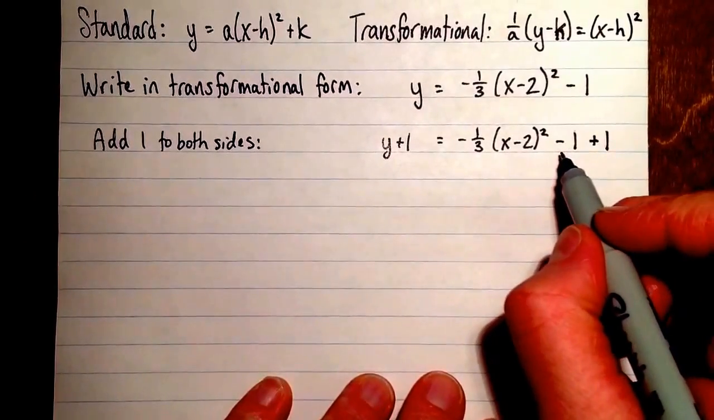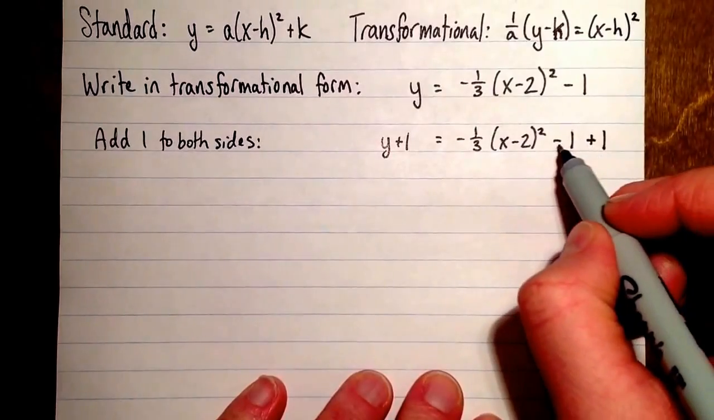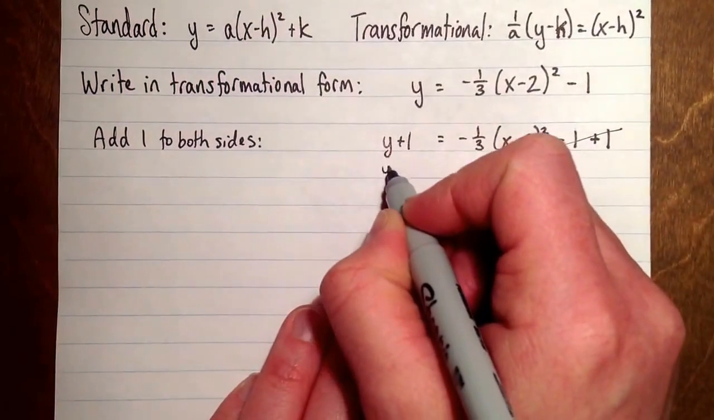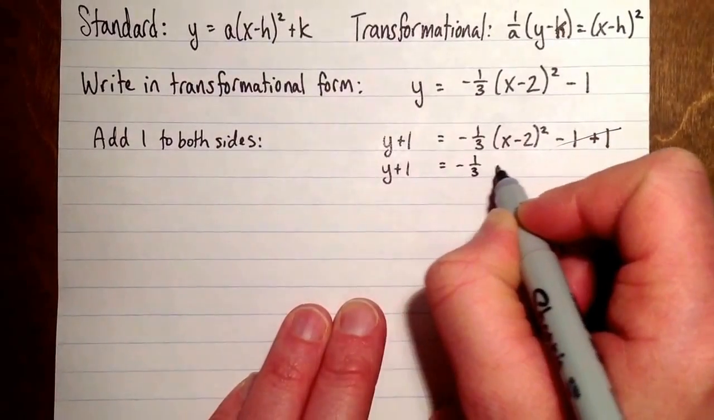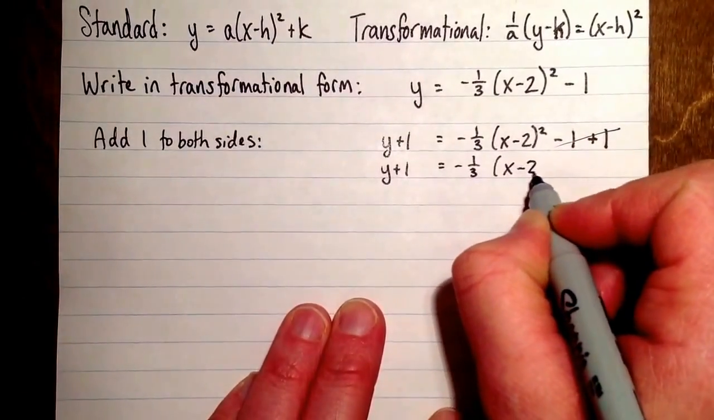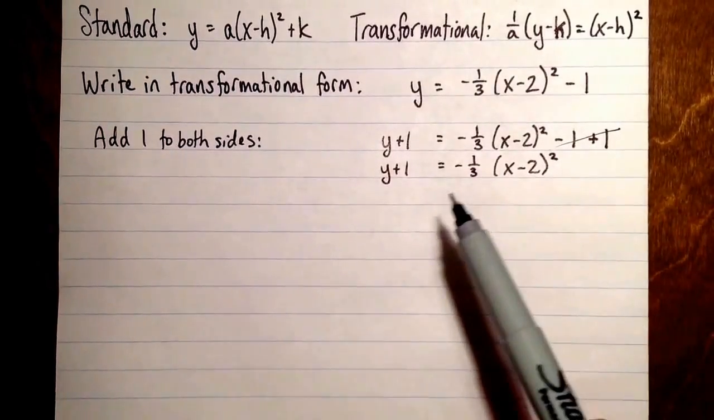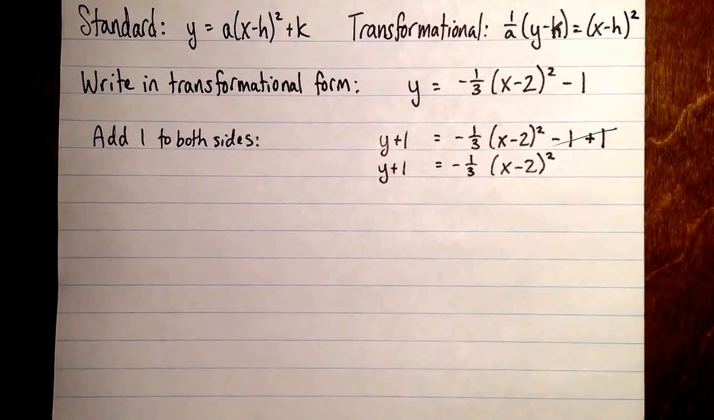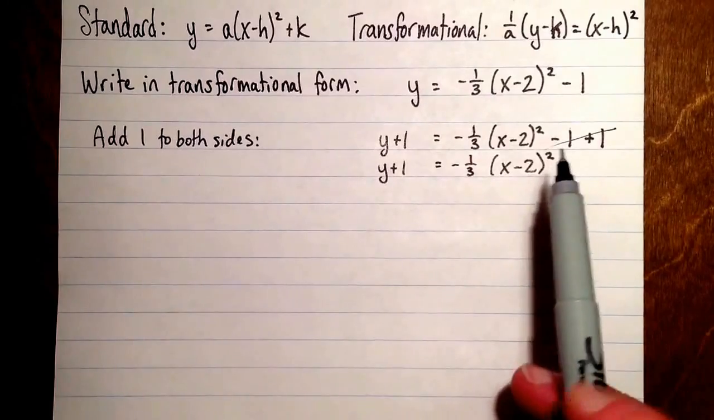If you subtract 1 and then add 1 back again, you just get what you started with. So that's equal to 0, so that's nothing. Now we have y plus 1 equals negative 1/3 x minus 2 squared. I'm multiplying this by negative 1/3, and I need to do the opposite of that. We'd like to have this just be 1 times x minus 2 squared.